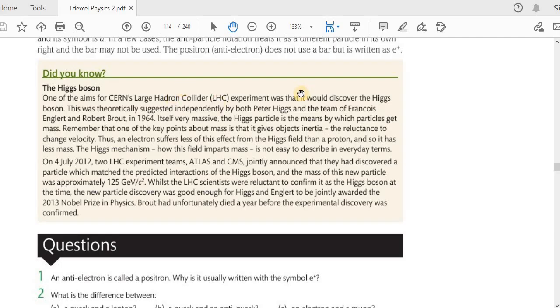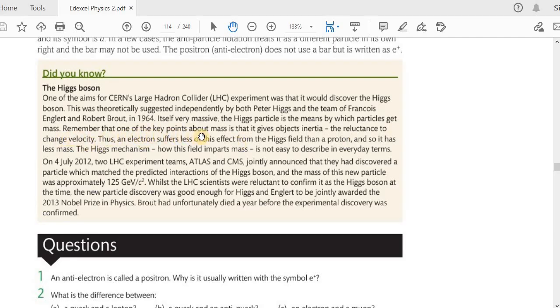A lot of particle physicists are here. One of the aims of the CERN Large Hadron Collider, LHC experiment, was that it could discover the Higgs boson. This was theoretically suggested independently by both Peter Higgs and the team of Francois Englert and Robert Brout in 1964. Itself very massive, the Higgs particle is the means by which particles get mass.